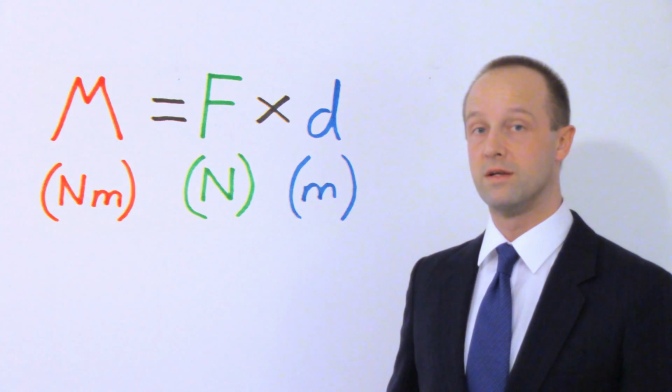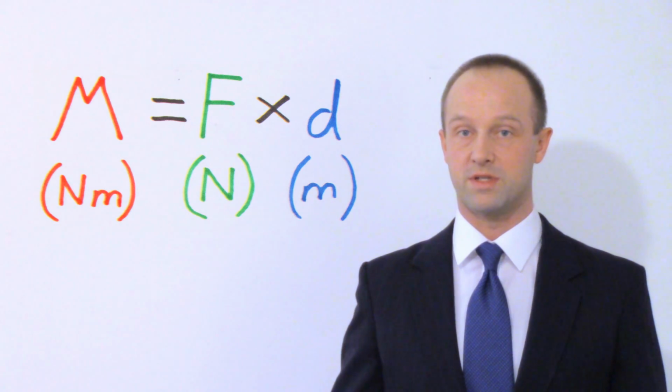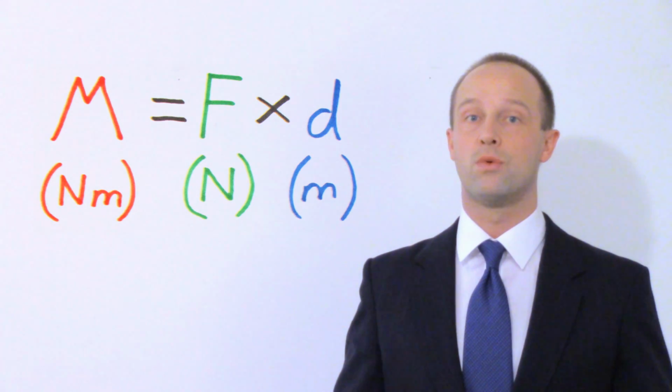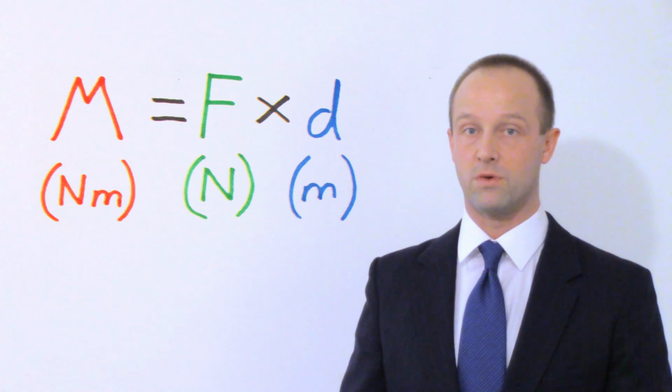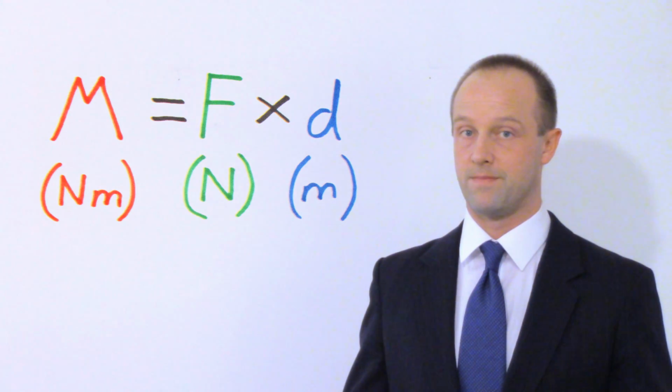Now of course, moments of a force is a relatively simple idea at foundation tier, but you do need to use this equation. M equals F times D, or the size of the moment of a force equals the size of the force itself multiplied by the distance that that force is applied from a pivot.